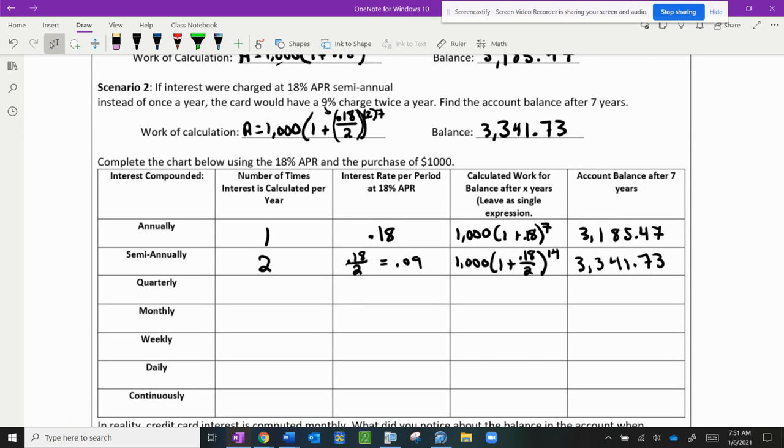So what happens if we charge the interest quarterly? That would be 4 times a year. So what happens is I would break up my interest into quarters, which would end up being 0.045. So I would have 1,000, then 1 plus 0.18 divided by 4. And then now I would have 4 times 7, which is 28. That's a multiplication. So now I'm going to plug that back into my equation.